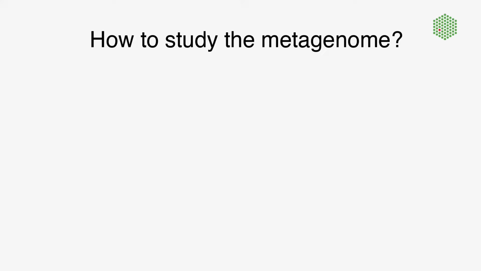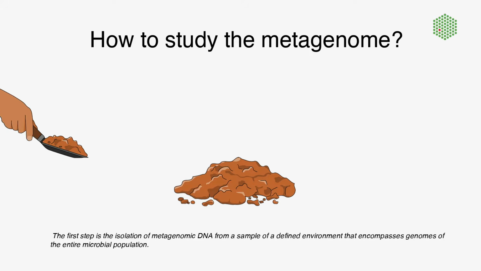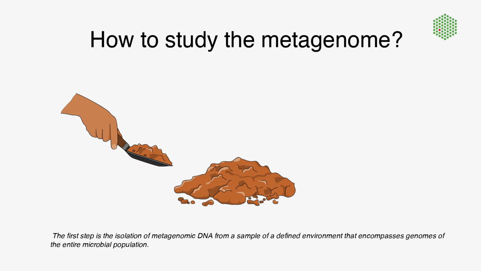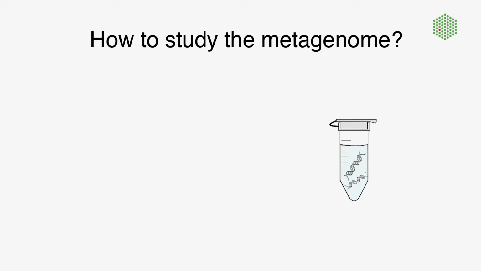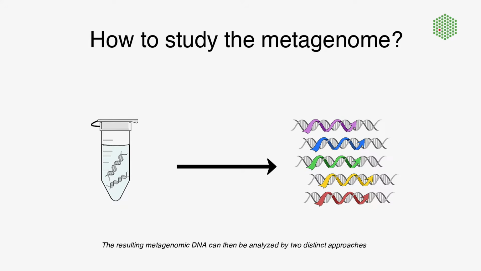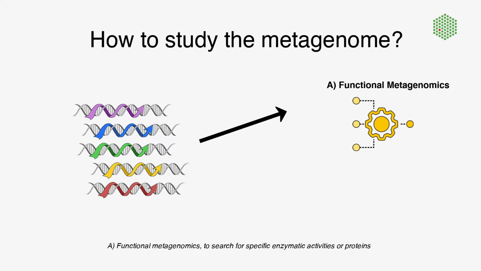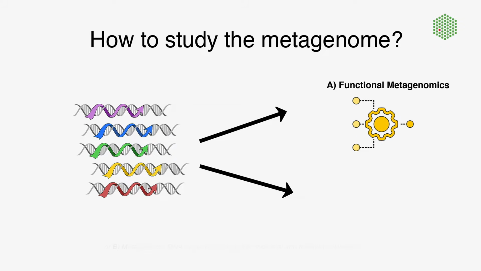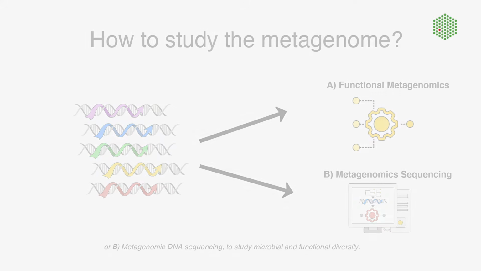How do we study the metagenome? The first step is the isolation of metagenomic DNA from a sample of a defined environment that encompasses genomes of the entire microbial population. The resulting metagenomic DNA can then be analyzed by two distinct approaches. A. Functional metagenomics, to search for specific enzymatic activities or proteins. Or B. Metagenomic DNA sequencing, to study microbial and functional diversity.